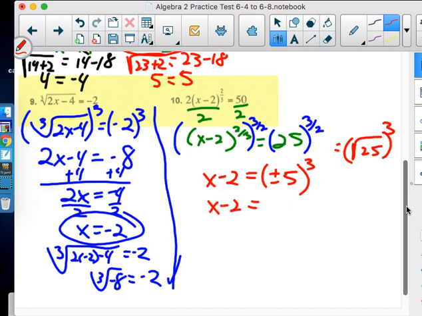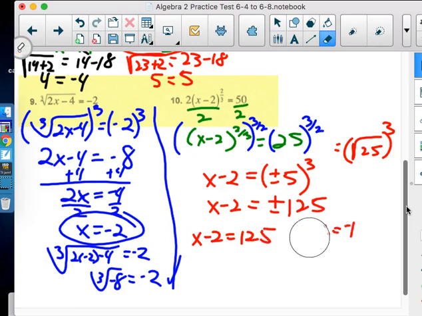Okay, so what's 5 cubed? Use your power chart if you need to. 5 cubed? 125. What's -5 cubed? -125. So we're going to need 2 equations for this one. We're going to need x minus 2 equals 125 and x minus 2 equals -125.